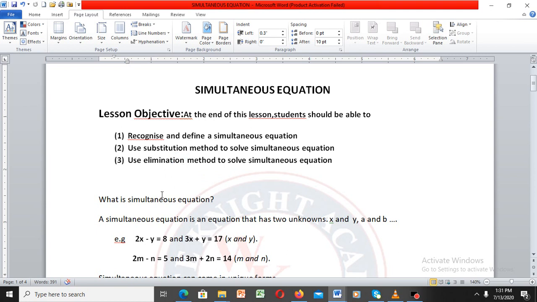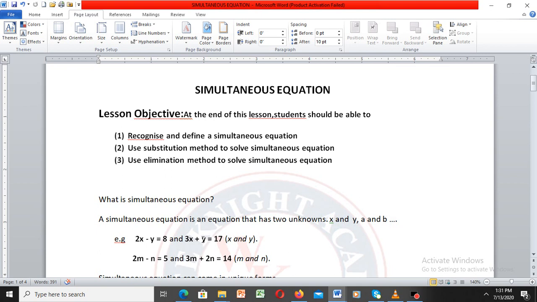So the first question is, what is a simultaneous equation? A simultaneous equation is an equation that has two unknowns. For example, you can have x and y. There are two different unknowns. I can also have a and b. So these are the different combinations that we have.